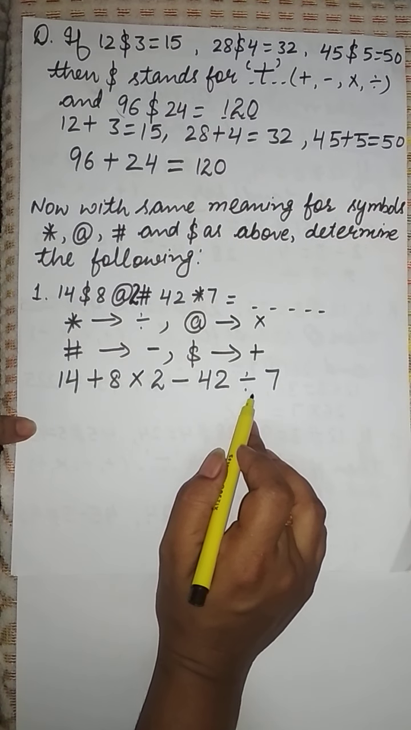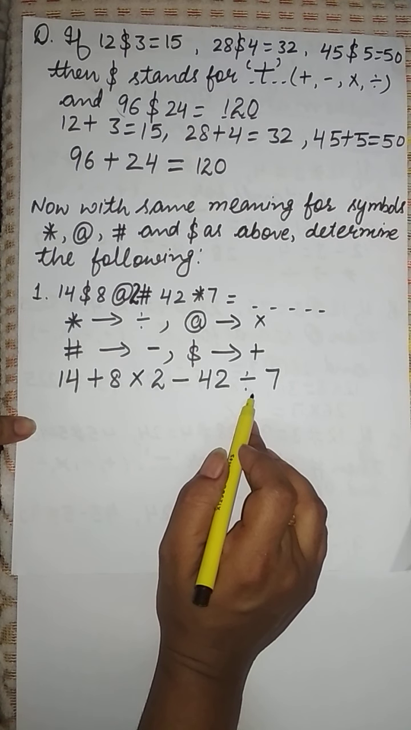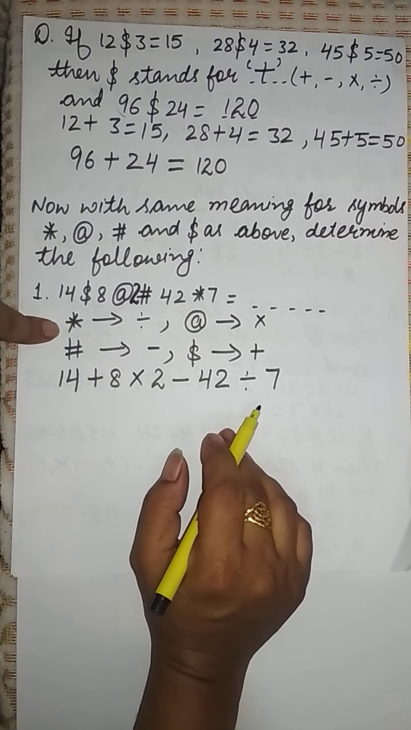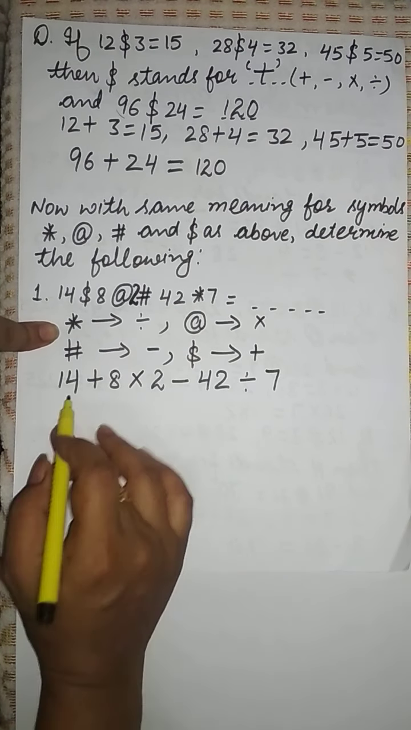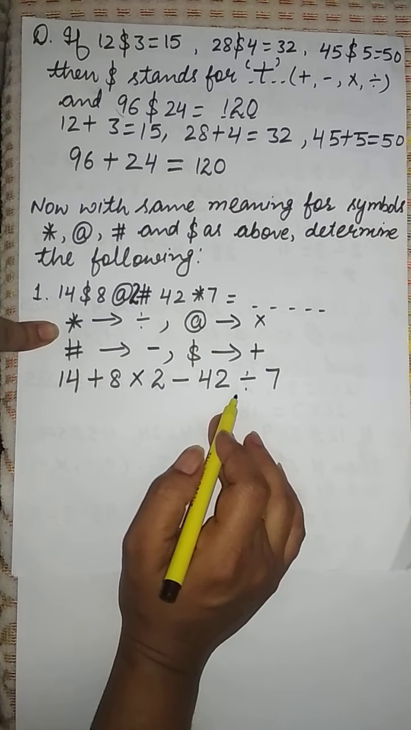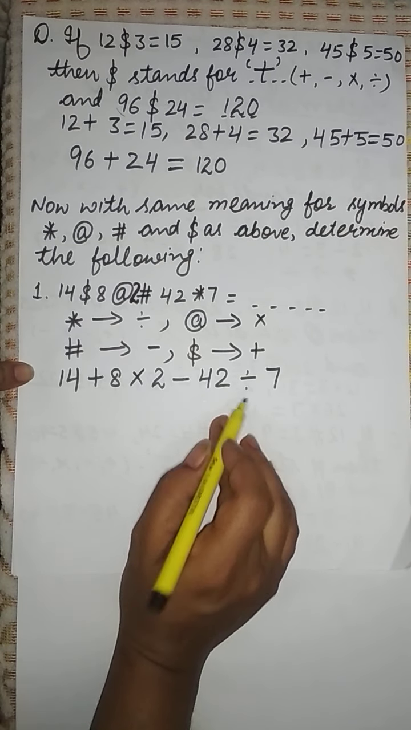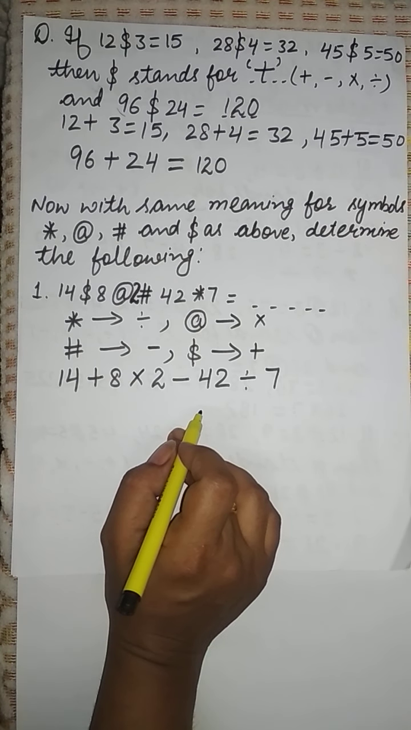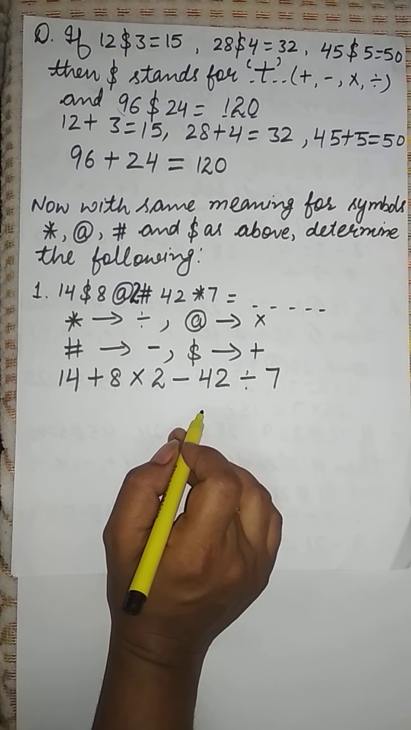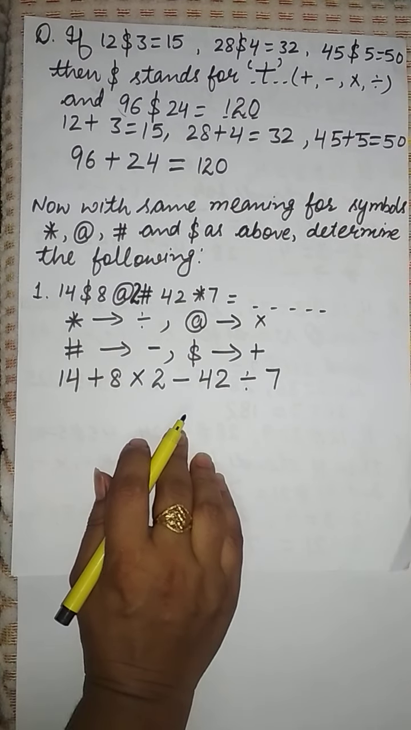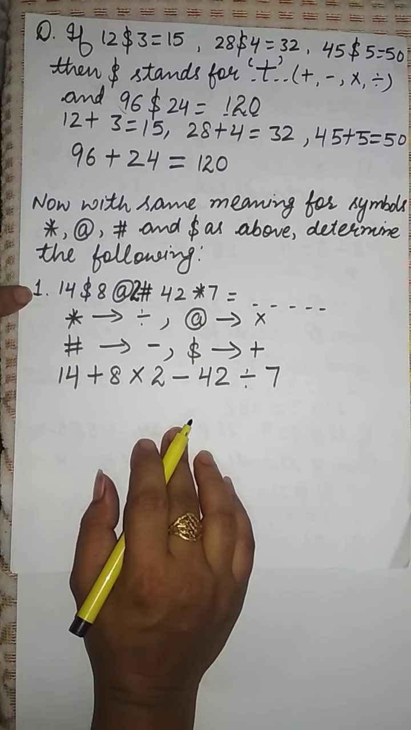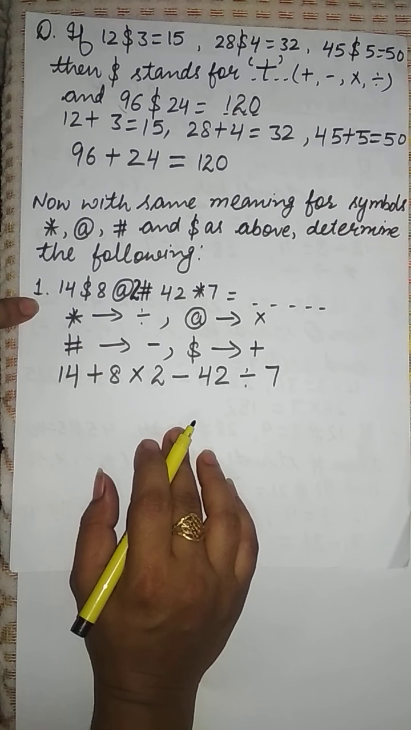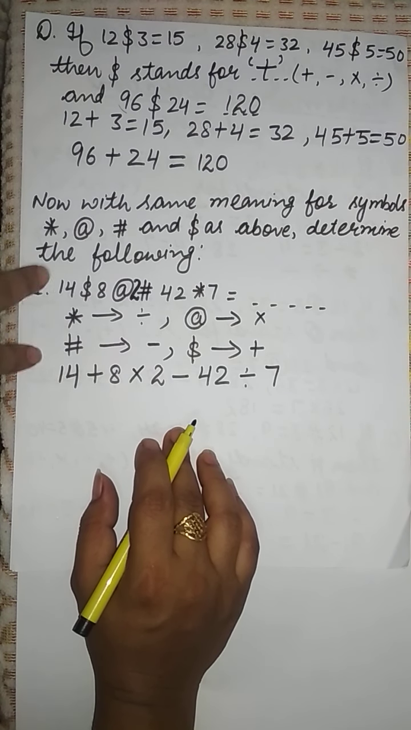Now I have put the signs, that is the mathematical operations, from the above given symbols. So now this expression is converted into mathematical operations, and you have done the topic of BODMAS. From BODMAS we know that firstly we will use division. The order is division, then multiplication, then addition, and after that subtraction.